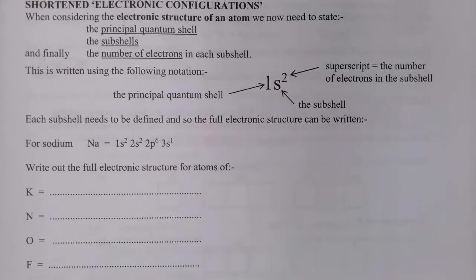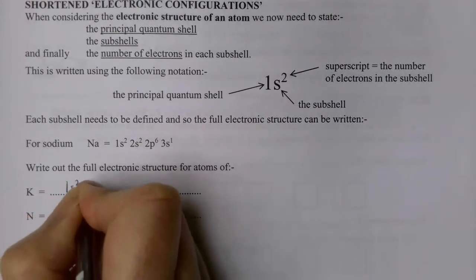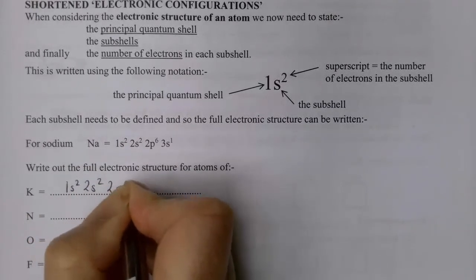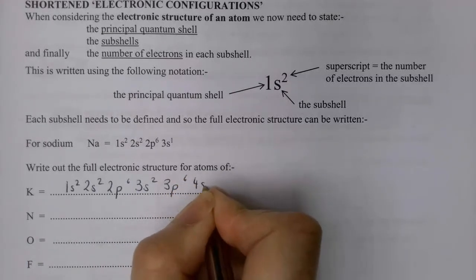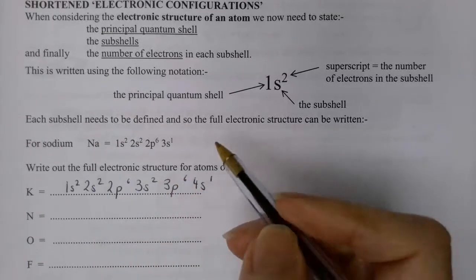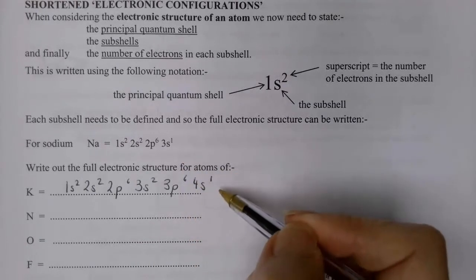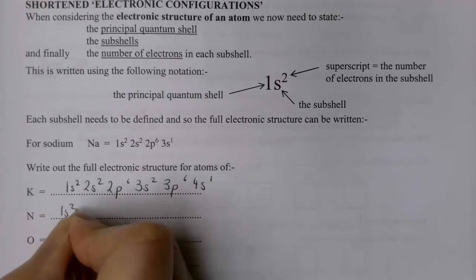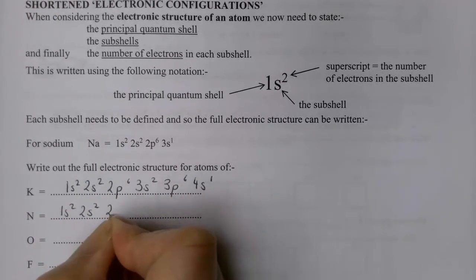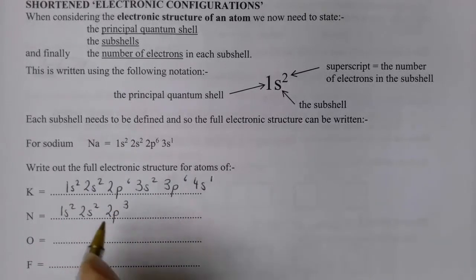We're going to have a go at doing that for the ones we've done on the previous page. So for potassium, for example, we have 1s2, 2s2, 2p6, 3s2, 3p6 and 4s1. So you can see the similarities between sodium and potassium. Nitrogen, if you remember, 1s2, 2s2, 2p3. So it's telling me I've got 3 electrons in the p subshell.